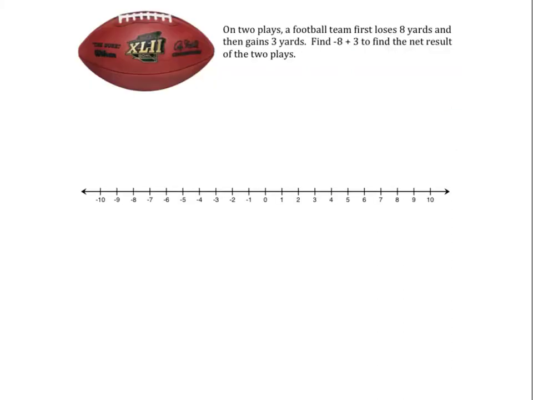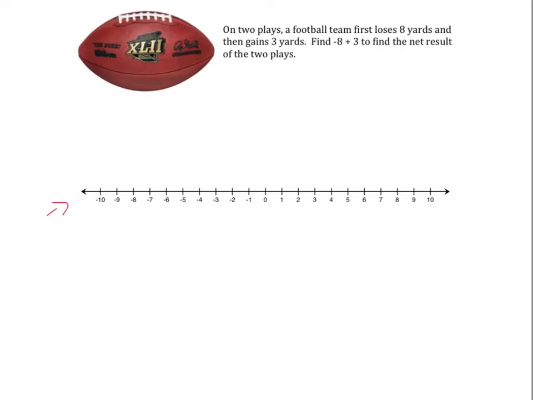There are a number of ways to model adding integers. One way would be using tiles. Another way would be to use a number line. And this is one of the ways that I like to model adding integers. Let's take this example here. On 2 plays, a football team first loses 8 yards and then gains 3 yards. Find negative 8 plus 3 to find the net result of the 2 plays.